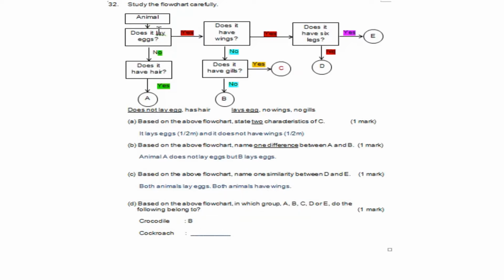Now, cockroach. Does cockroach lay eggs? Yes. Follow my arrow. Does it have wings? Well, yes, right? Some cockroaches have wings. Now, then after that, does it have 6 legs? Cockroach is an insect. So obviously it has 6 legs. So it is E. So the answer here would be E. Clear? Okay.